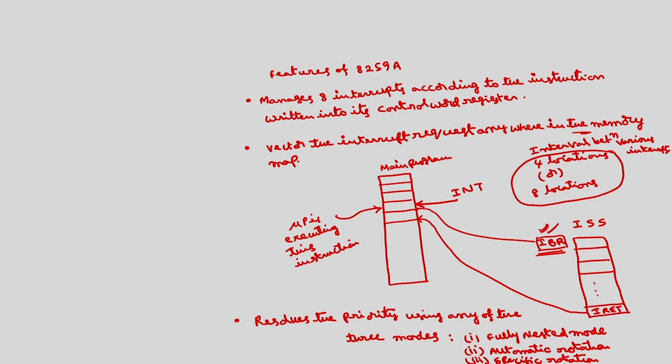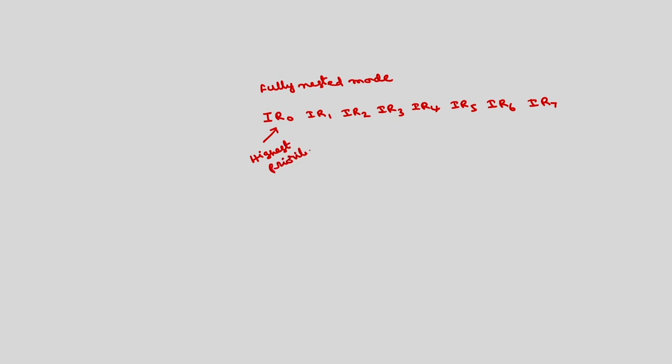We will discuss now. In fully nested mode, by default IR0 has the highest priority. The order is IR0 to IR7: IR1, IR2, IR3, IR4, IR5, IR6, IR7. I will represent the highest priority with number 0. Then the next one has the next highest priority, 1 is IR1, then 2, 3, 4, 5, 6 and 7. IR7 has the lowest priority.